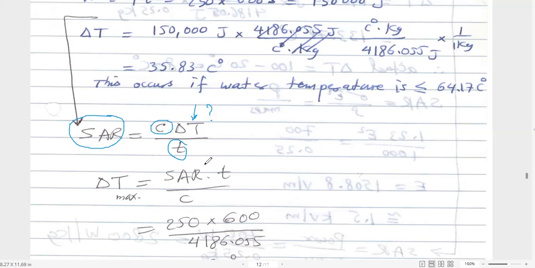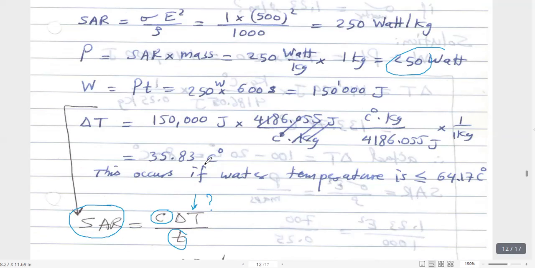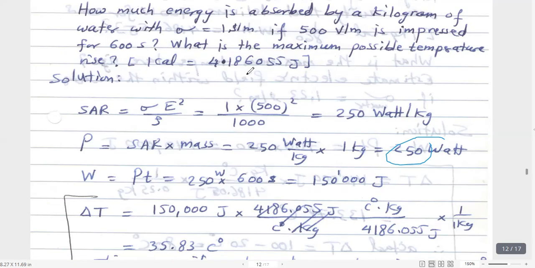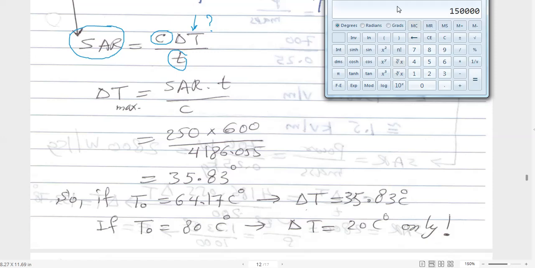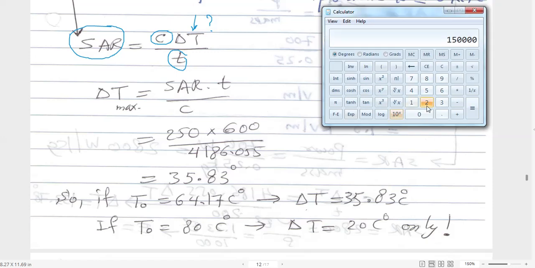The specific heat for water, as you can see here, is 4.18 joule per gram. If you want per kilogram, we multiply by 1000, so it will be 4186 for 1 kilogram, because we are using kilograms here, not grams. So 4186.055.